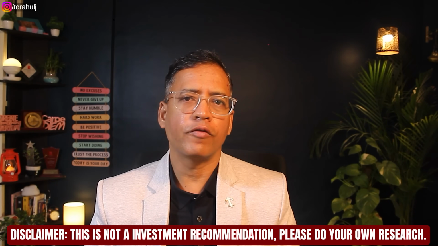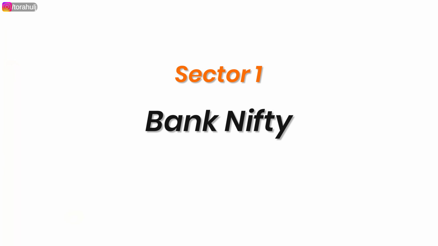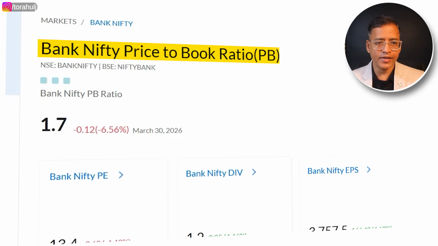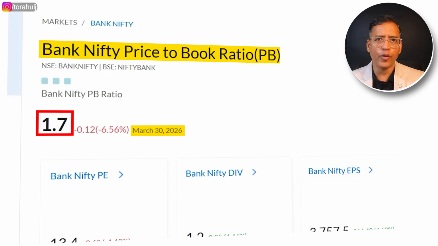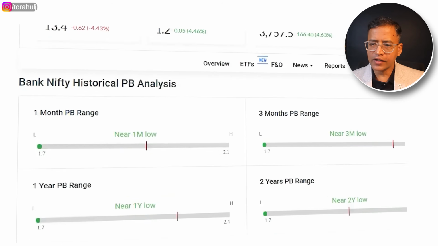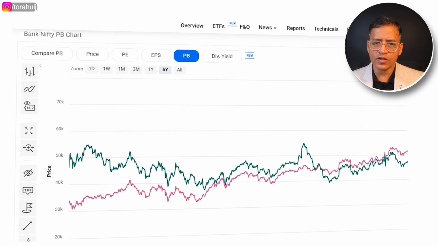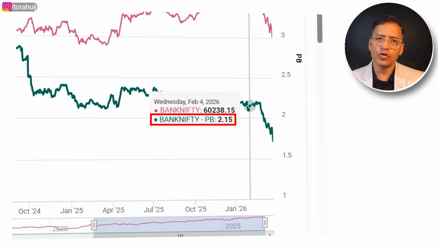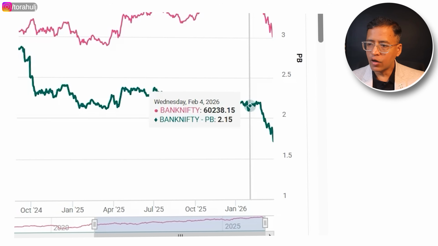Now coming to sectoral view, the first sector that I'm extremely bullish on right now is Bank Nifty. Why do I say that? If you look at the price to book ratio of Bank Nifty, as of 30th March it is around 1.7 price to book. Let us look at the historical valuation perspective here. The green graph shows you the PB ratio of Bank Nifty over the last 5 years. And look at the valuations here.